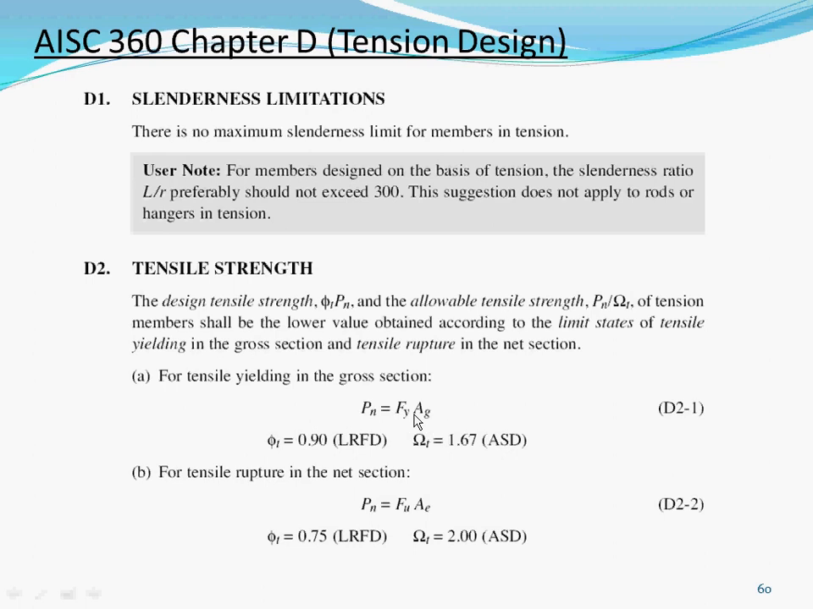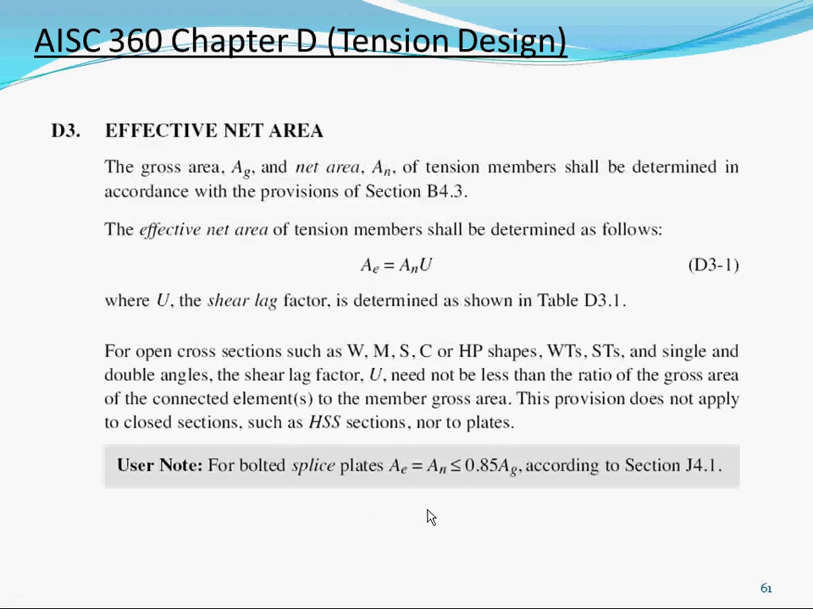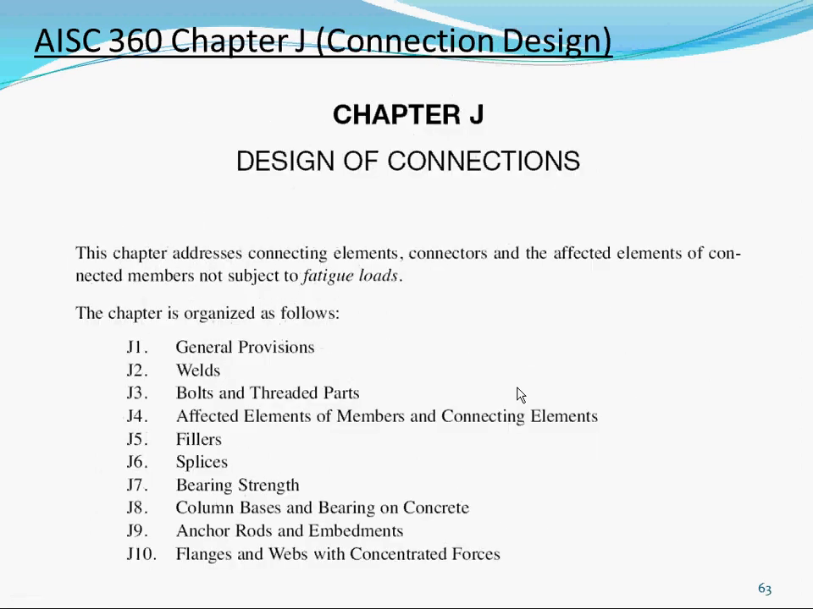But tension is just yielding of the gross section, and rupture of the net section. This one's Ag Fy, easy. This is the Ae, where you have to subtract out the holes to account for that reduced section. Effective area, again, like I said, An, and then the U. U depends on the shear lag, and these are some of the values you have to calculate in the 360 code. Chapter J, I'll discuss this in a little bit more detail, but we will be covering weld, bolts, column base and plate, and then angle rods, as well as flange and web with compression forces.